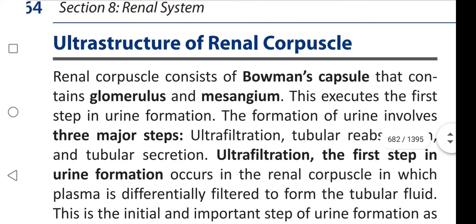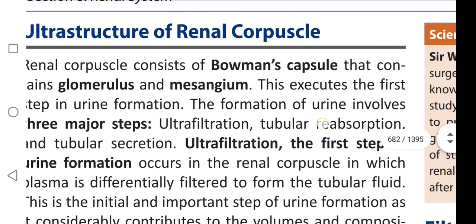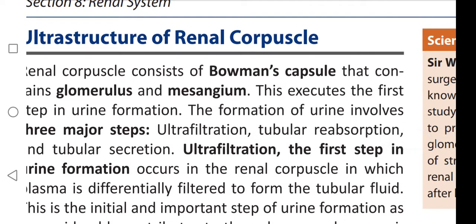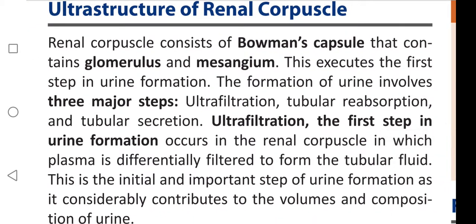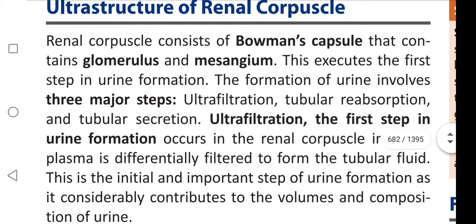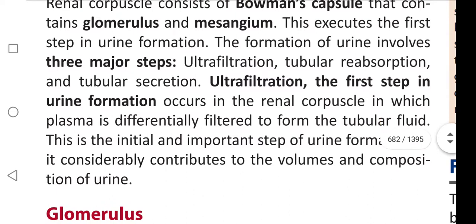The formation of urine involves three major steps. Number one is ultrafiltration, the next one is tubular reabsorption, and the next is tubular secretion. Ultrafiltration: the first step in urine formation occurs in the renal corpuscle, in which the plasma is differentially filtered to form the tubular fluid.